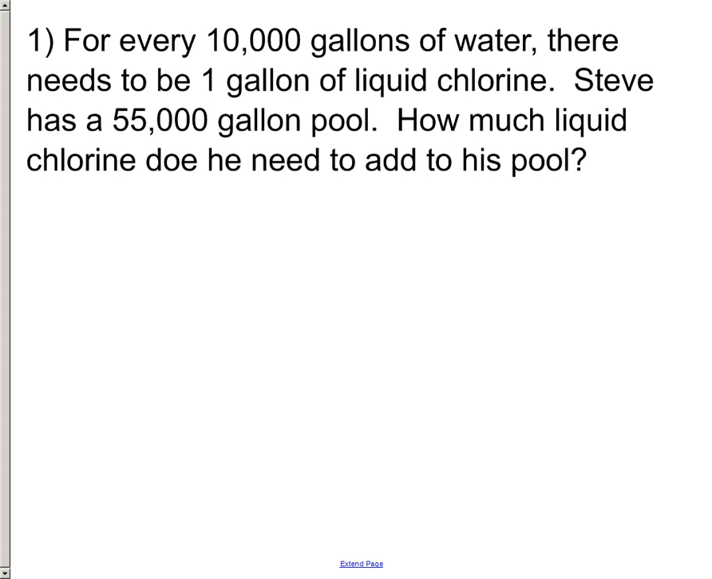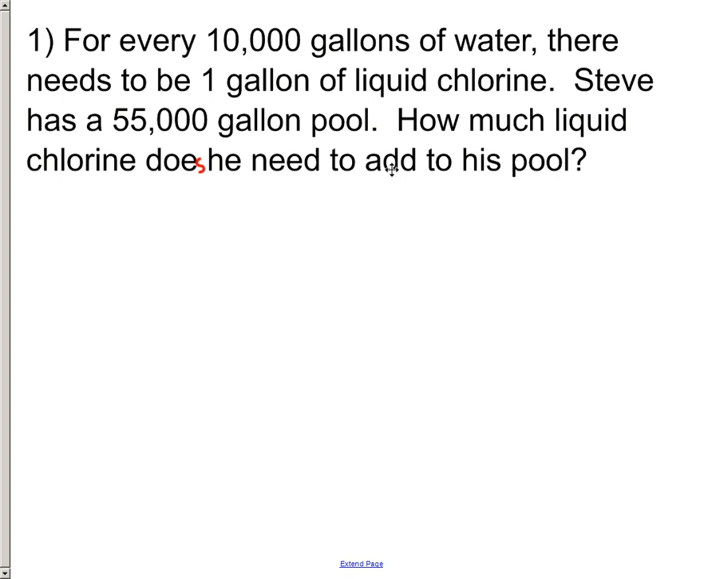So, for every 10,000 gallons of water, there needs to be 1 gallon of liquid chlorine. Those not familiar with liquid chlorine, I don't want to say it's kind of like bleach, but honestly, that's what it is in my opinion. When I put it in my pool, it pretty much seems that way. Steve has a 55,000-gallon pool. How much liquid chlorine does he need to add to his pool? And you can see I forgot an S right there, so let me just add that S in. Okay, does he need to add to his pool?